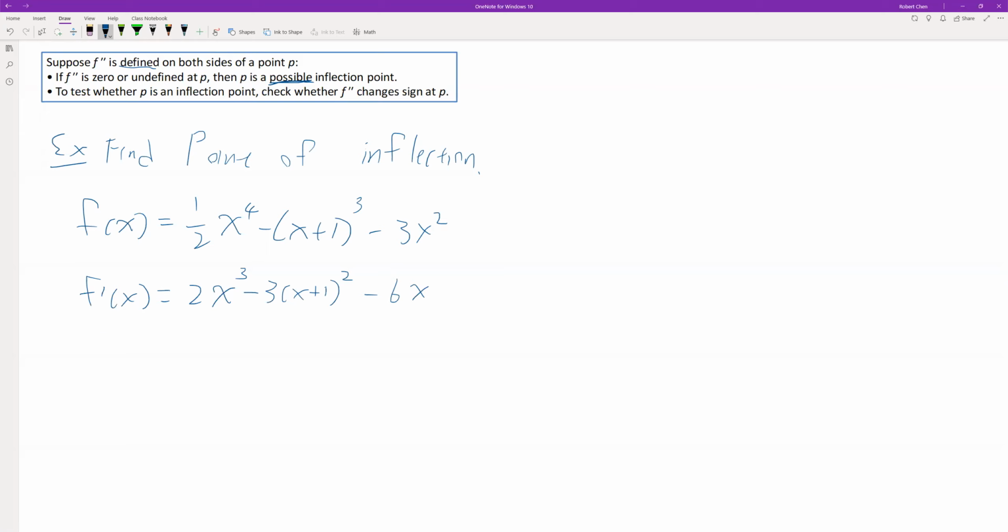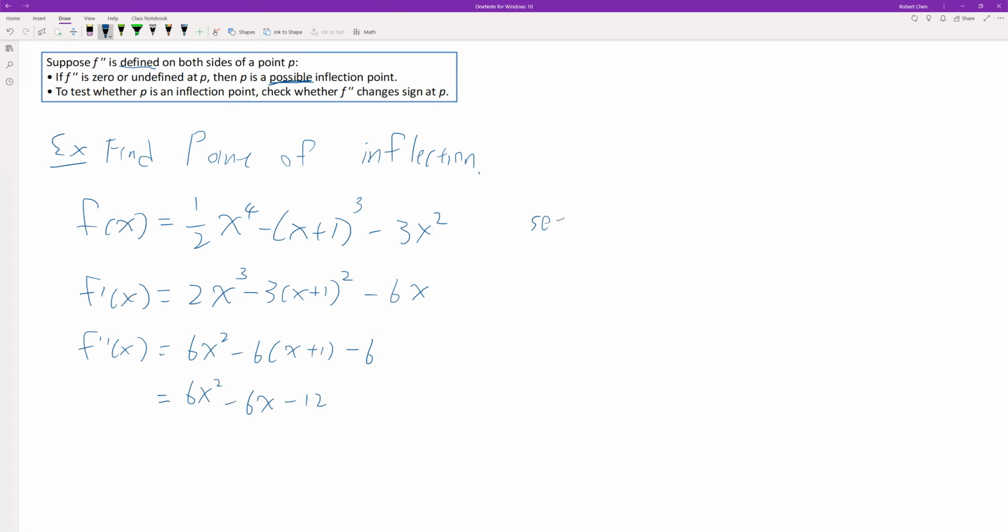And then minus 6x. All right, let's do one more, f double prime. Now will be 6x squared minus 6 times x plus 1, decrease the power by 1, so now it's just 1 minus 6. So here is my f double prime. Let's go ahead and expand it. 6x squared minus 6x, so minus 6 minus 6, that's minus 12. So f double prime is 6x squared minus 6x minus 12.